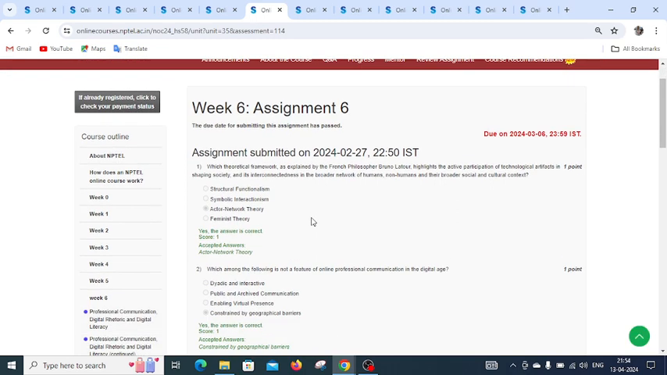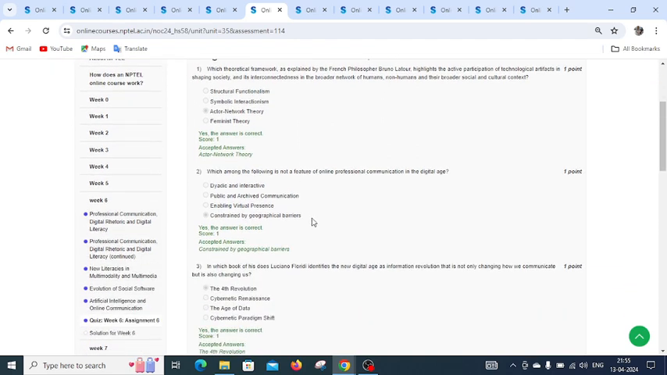Which theoretical framework as explained by the French philosopher Bruno Latour highlights the active participation of technological artifacts in shaping society and its interconnectedness in the broader network of humans, non-humans, and their broader social and cultural context? That is your Actor Network Theory. Which among the following is not a feature of online professional communication in the digital age?